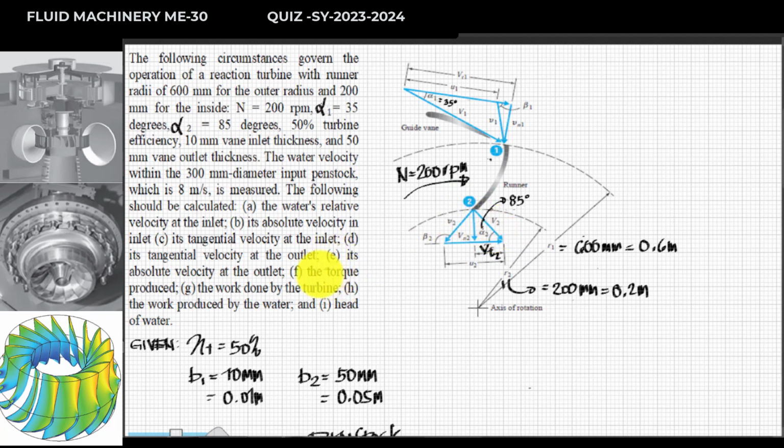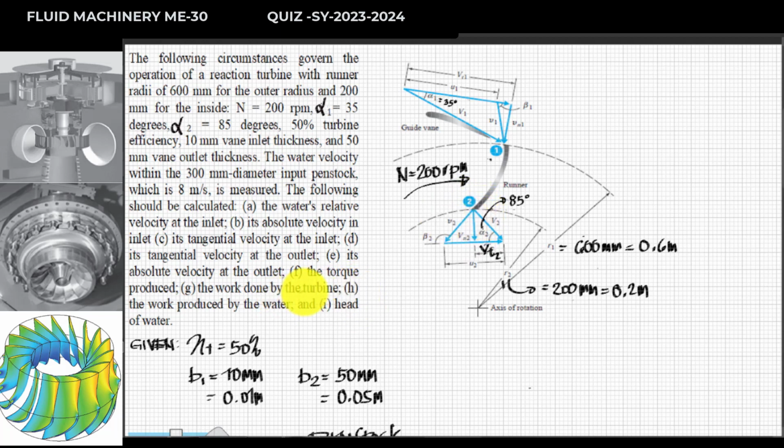Then we have to determine the torque. So again, using Euler's equation to determine the torque, we can apply that one. Then the work done by the turbine is the torque multiplied by the angular velocity. So we can get the work done by the turbine.